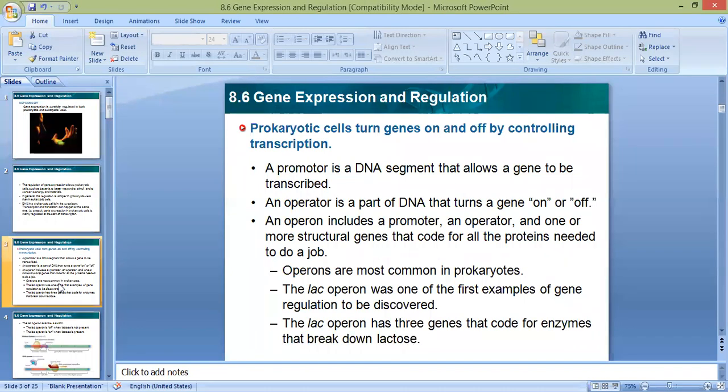Prokaryotic cells, how do they regulate gene expression? By turning genes on and off and by controlling transcription. Keep in mind, when transcription happens in the prokaryotic cells, it should be controlled. And this control is itself gene expression. Okay? Sorry, transcription is the same as gene expression, and regulation of gene expression happens by controlling transcription. If transcription is controlled, it means you are controlling gene expression.